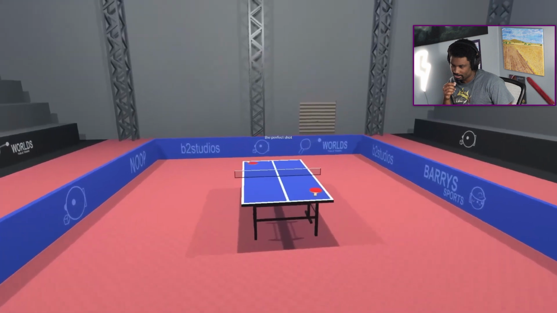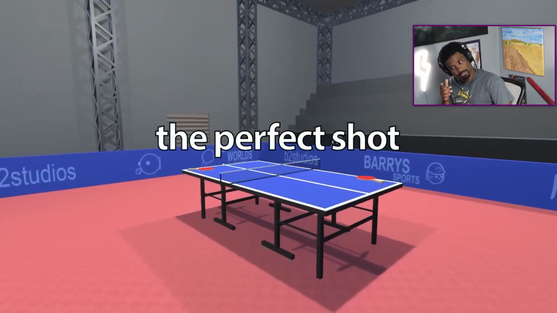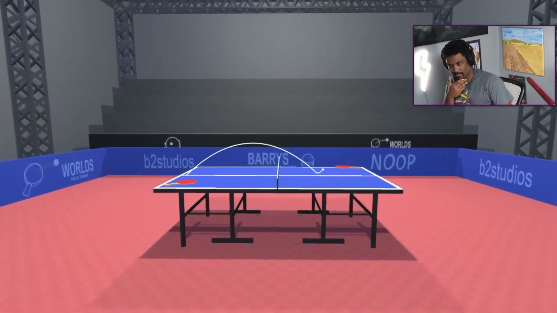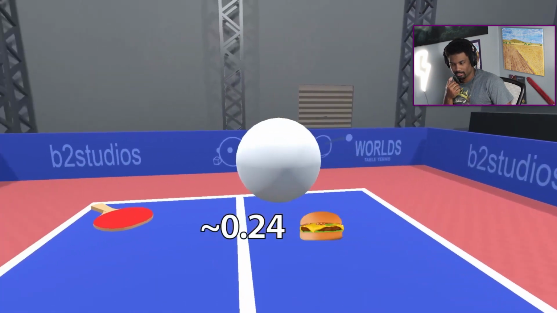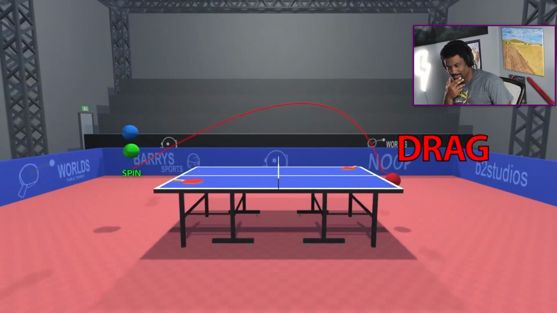The goal here is to hit the perfect table tennis shot, but if we want to do that, then we need to predict how the ball will move. This is easier said than done. The ball is very light, so it will be greatly affected by things like drag or spin or the Magnus effect.